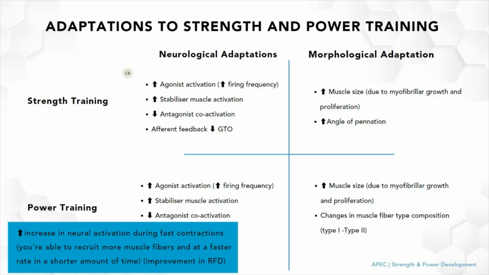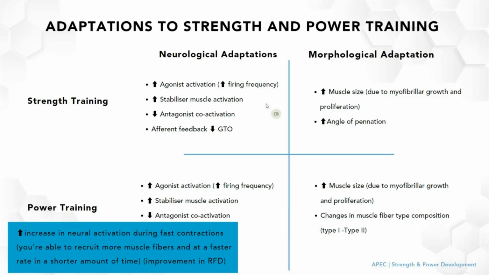So thinking about either a bench press or that leg extension, what you see is after strength training, you're getting more signals sent down to the muscle to contract more and generate more force. And this is usually because of an increase in firing frequency as opposed to recruitment, okay? What you also see is an increase in stabilizer muscle activation. So as you're performing the bench press, you might see an increase in the activation of the shoulder muscles, so the delts. You'll also see a reduction in antagonist co-activation.